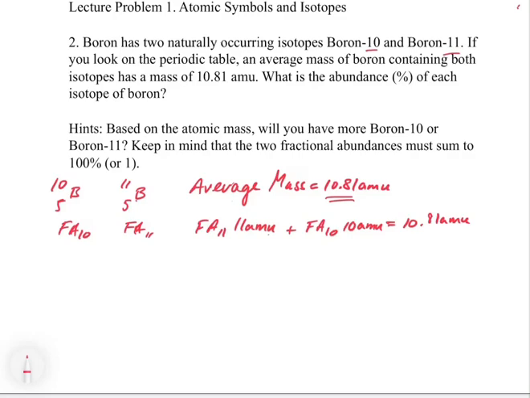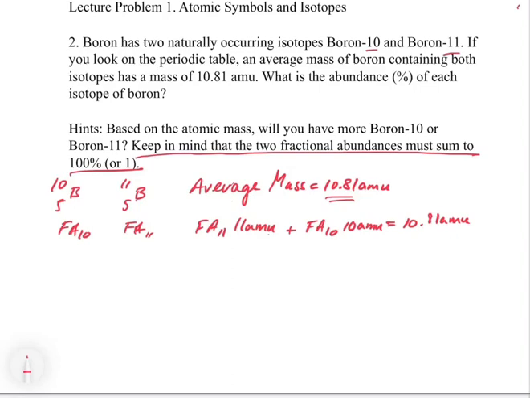Now our job is to solve this equation to figure out what the fractional abundances are. You're going to notice that we can't do that, because we have 2 variables, and we can't solve for 2 variables at once. So we have to think a little bit more cleverly about this. One way we can help ourselves is to understand this hint. It says, keep in mind that the 2 fractional abundances must sum to 100%.